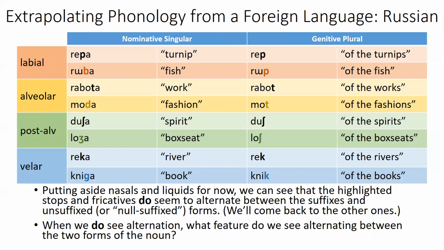But now let's go back and look at those forms that alternate. Now I took out the nasals and liquids so we can really focus on what's happening, but don't worry, we will come back to them. And here we can see that stops and fricatives do seem to alternate between the suffixed and the unsuffixed forms. And we can say null suffixed, which means there's an unpronounced suffix, an invisible, unhearable suffix. And we will come back to those other ones, as I say. So when you look at this data set, I've broken it down into labials, alveolars, post-alveolars, and velars. And when you compare B and P, or D and T, or J and Sh, or G and K, can you tell me right now, before I reveal, what feature is alternating here between those nominative singular and genitive plural forms?